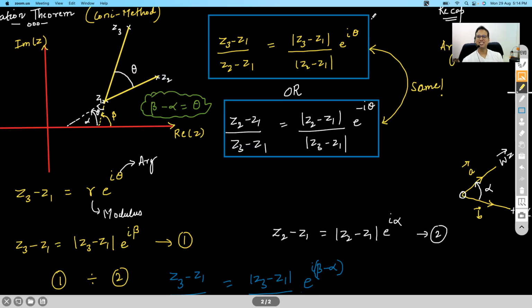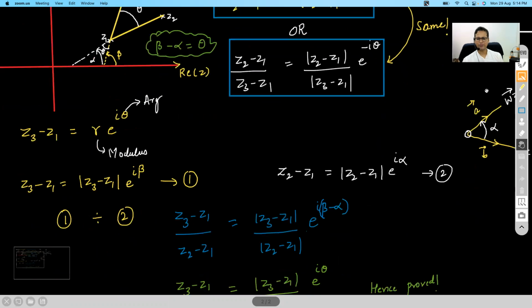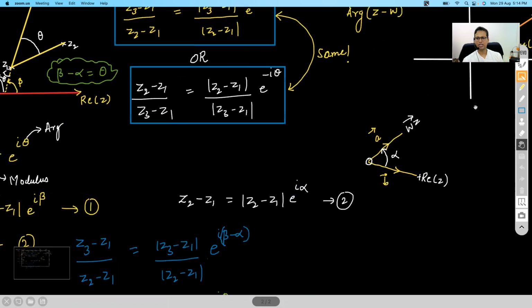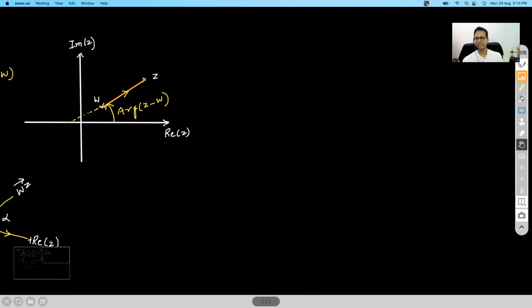Because many people say, sir, I tend to get confused when to take a theta and when to take a minus theta. So for that, I have made a mnemonic. I have made a memory aid so that you can remember this rotation theorem. Okay, note it down, everyone. Memory aid for remembering the rotation theorem.